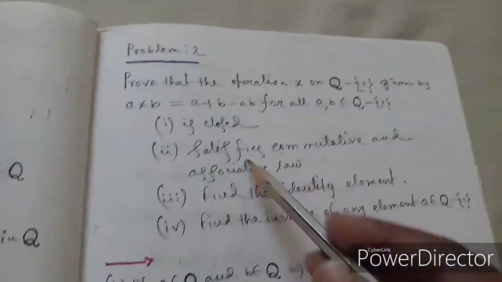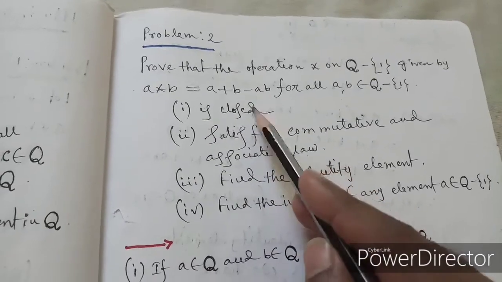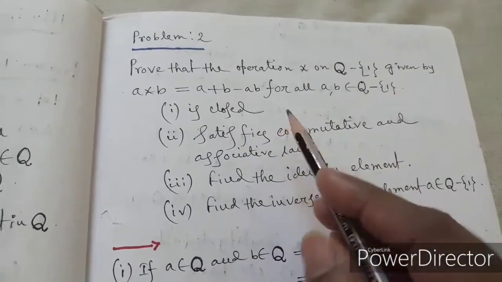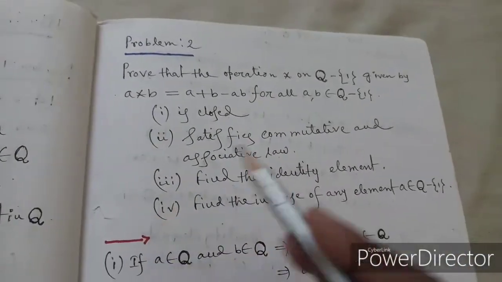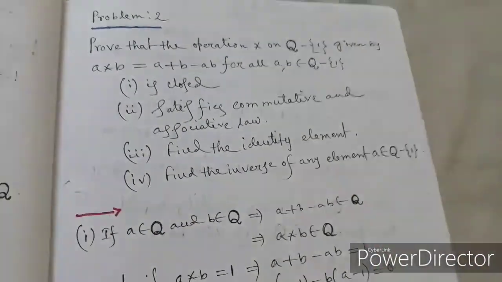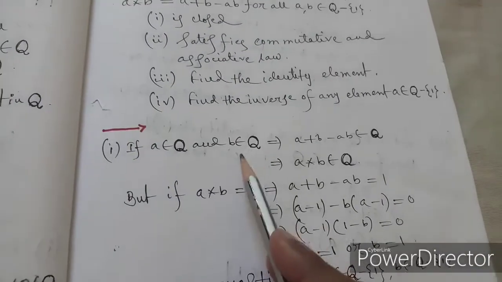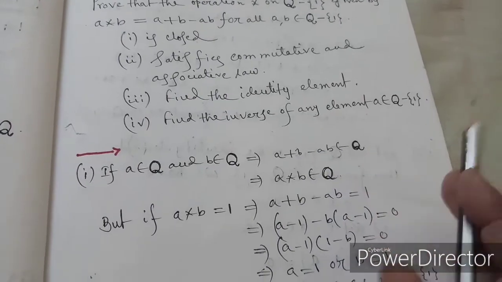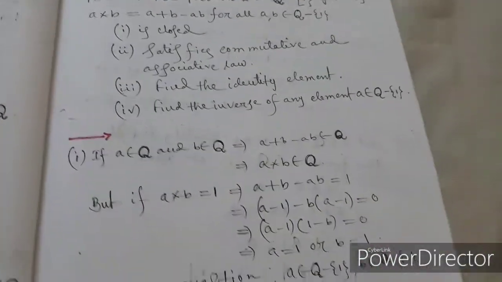So look, there are 4 parts. The first part is closed, which means you have to show that the operation is a binary operation. Number 2, the operation is commutative and associative. Number 3, find the identity element. And number 4, the inverse element of the element A. So for this, you have to clearly see that A belongs to Q and B belongs to Q. So A plus B minus AB belongs to Q, obviously, and so A star B belongs to Q.